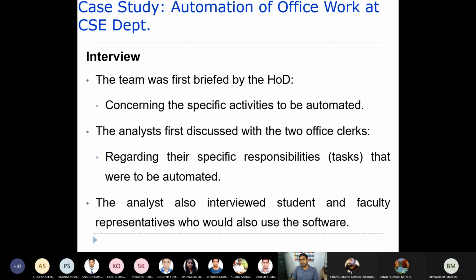He will also carry out some interviews with the student and faculty representatives who would also use the software, as I told you before. Maybe a few students, or a few faculty members who are going to use that particular system. They will also be interviewed by the analyst. This is what is carried out as part of an interview.